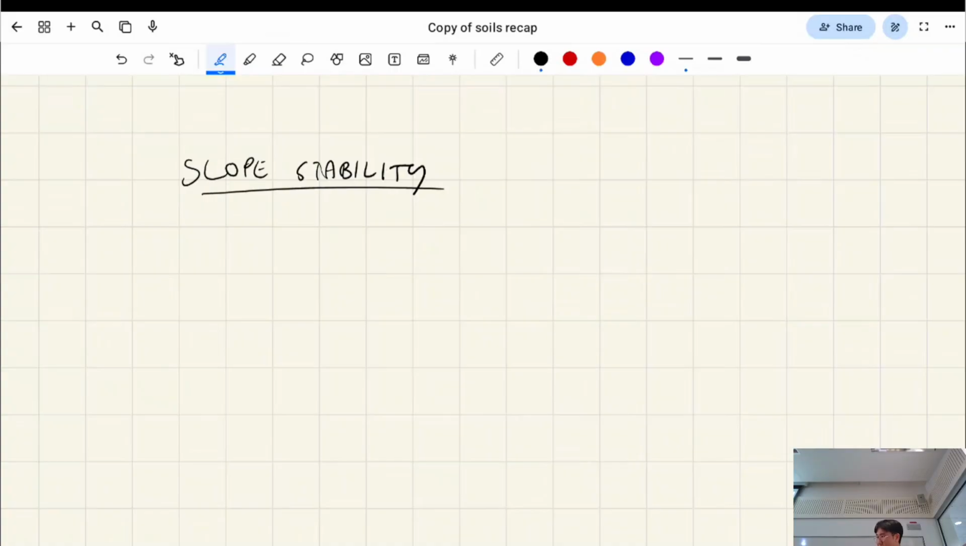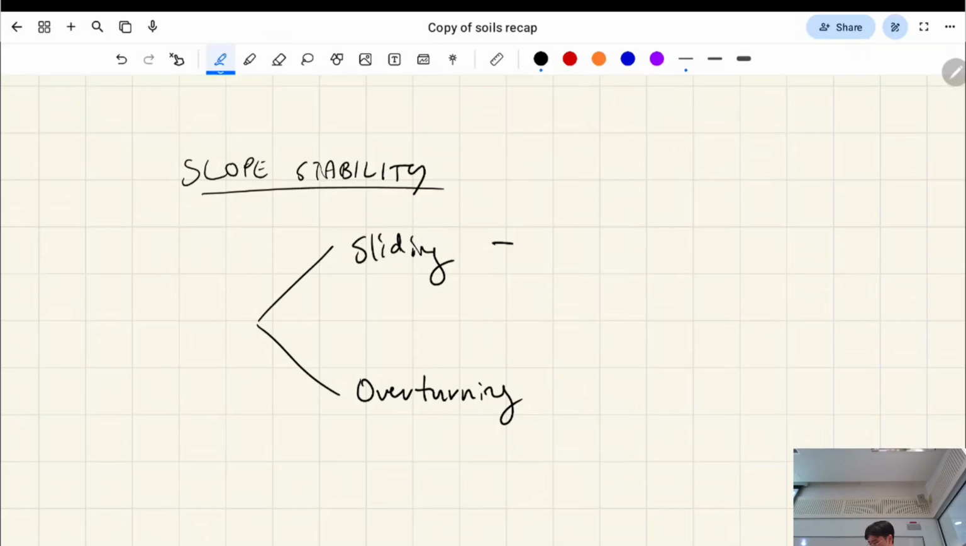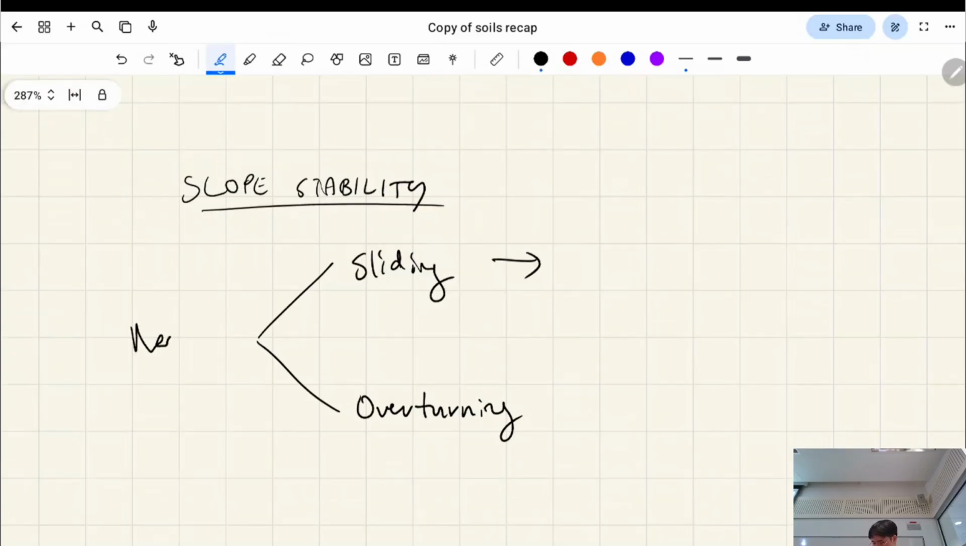There's 2 types of stability failure: sliding and overturning. There's different names for it. They're based on Newton's laws, fundamental physics. Sliding is usually to do with friction. Overturning can be to do with friction, and in the case of soils, it is to do with friction, but this is based on bending moments.